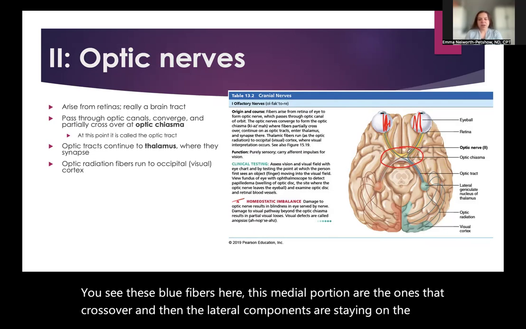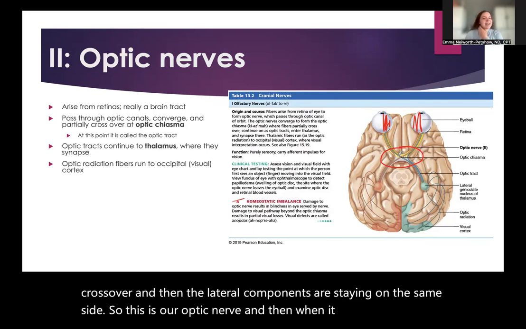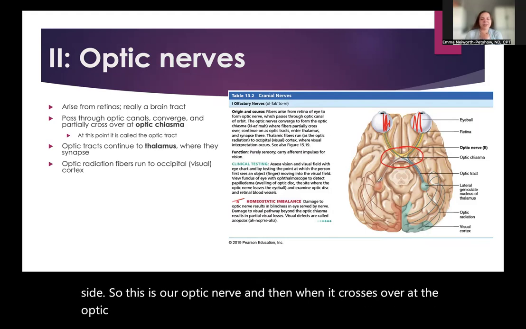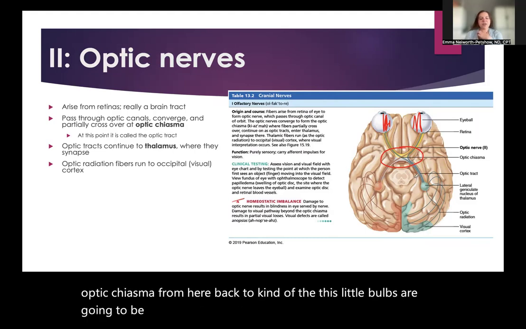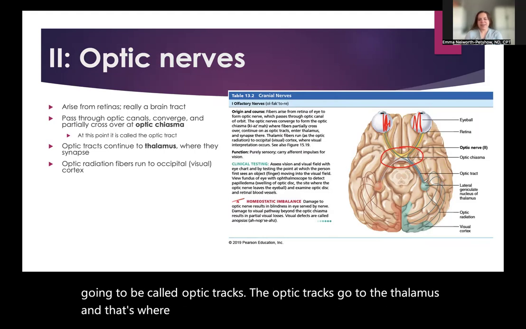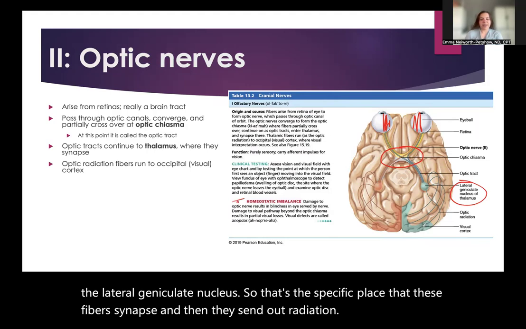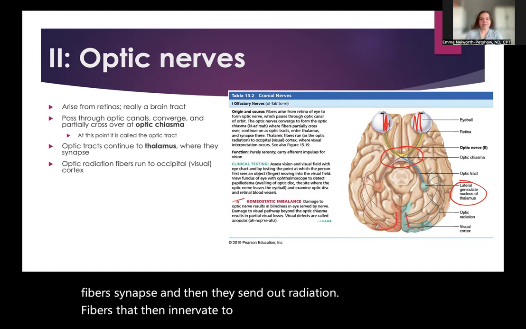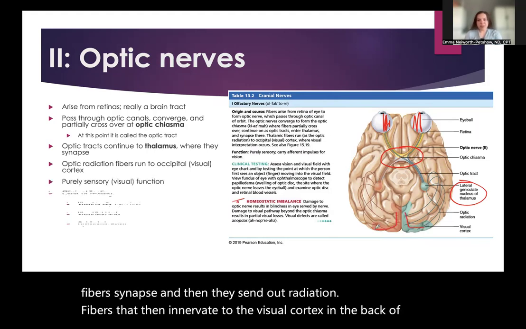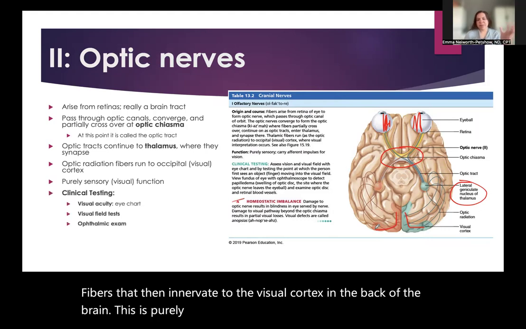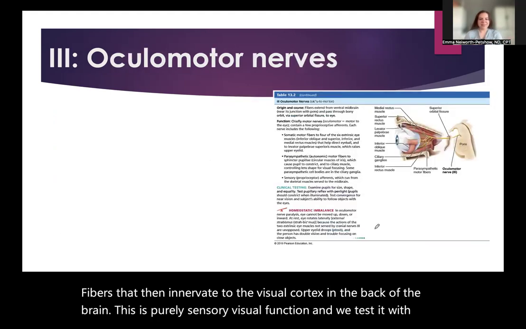So this is our optic nerve, and when it crosses over at the optic chiasma, from here back it is called the optic tracts. The optic tracts go to the thalamus, and that's where they synapse. We can see them synapsing in the lateral geniculate nucleus. That's the specific place these fibers synapse. Then they send out radiation fibers that innervate the visual cortex in the back of the brain. This is purely sensory visual function, and we test it with our visual field tests.